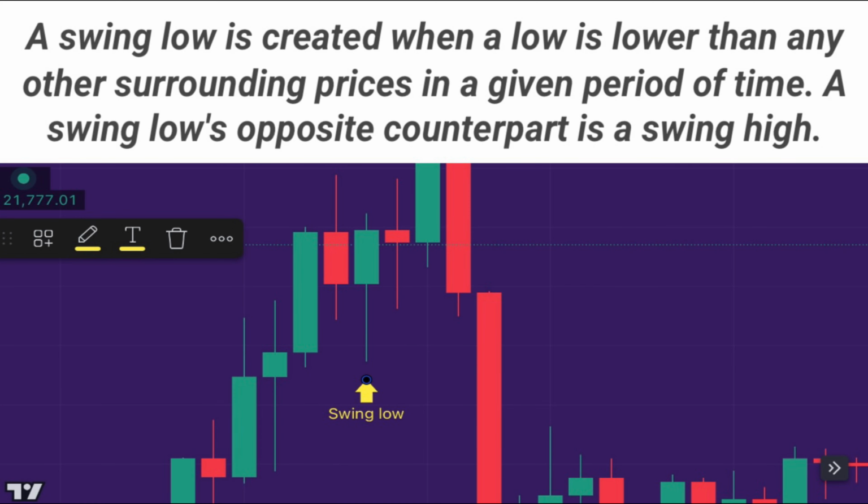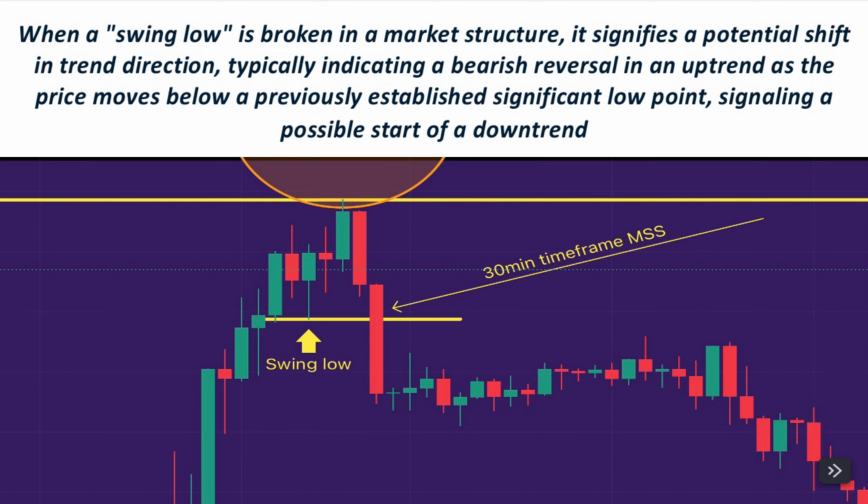Notice how this swing low right here is created when a low is lower than the other surrounding prices in a given period of time. A swing low's opposite counterpart is a swing high. But in this photo, we're only going to focus on the swing low.